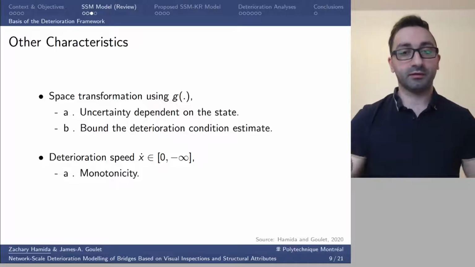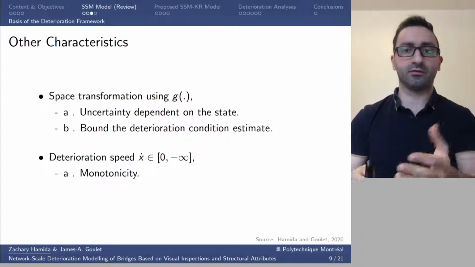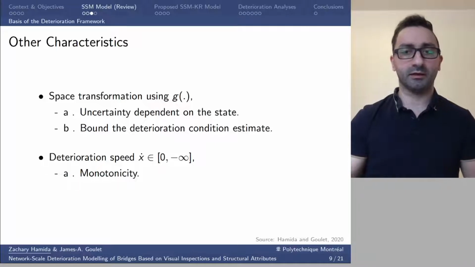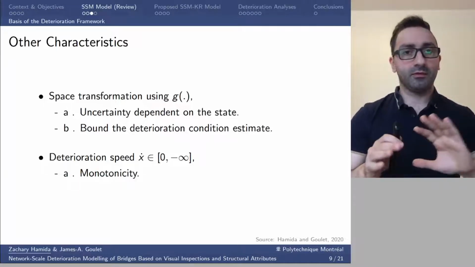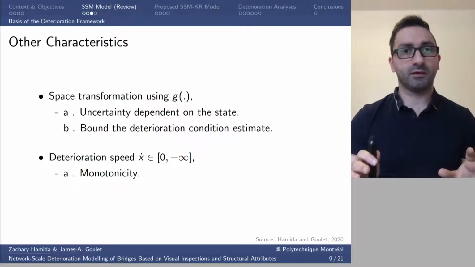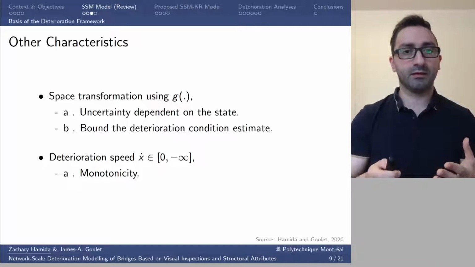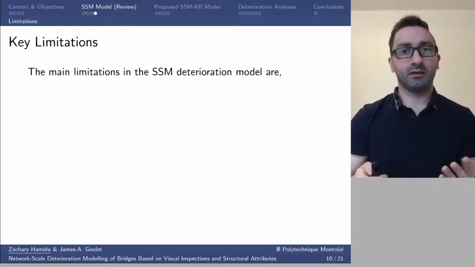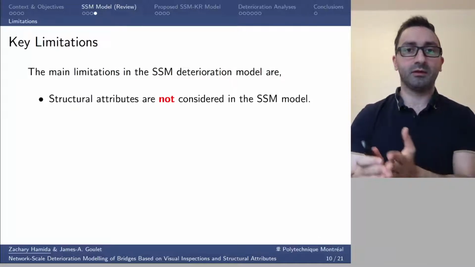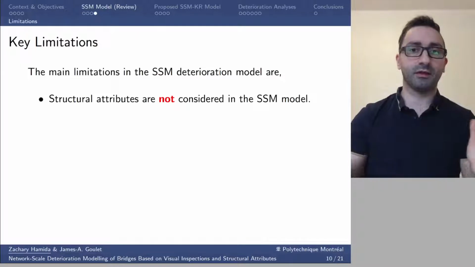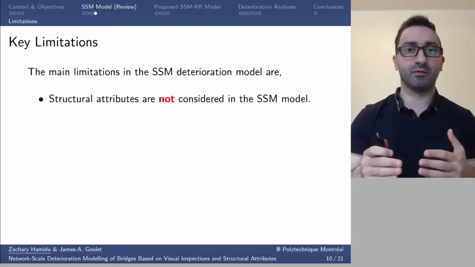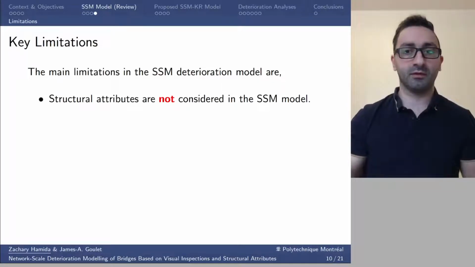Now, these characteristics are discussed in detail in the work of Amida and Golay in 2020. Now, this is the general view of the SSM approach. However, this approach has some limitations. These limitations are, first, that this approach relies only on visual inspection data, so it doesn't take into account some of the characteristics of the bridges.